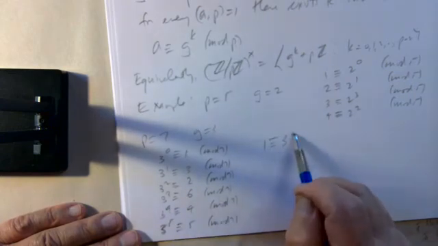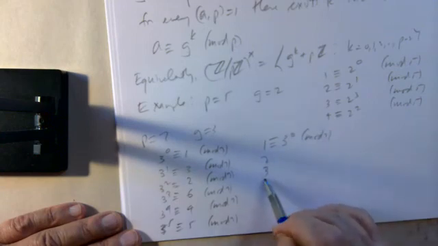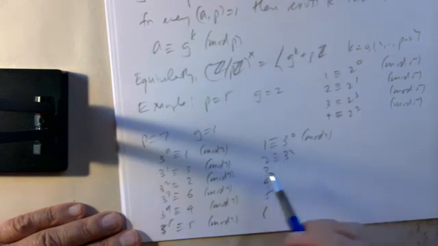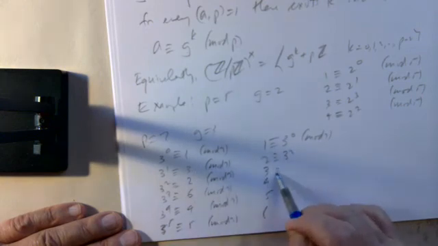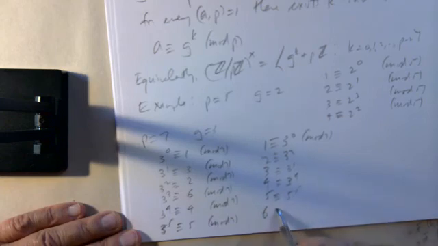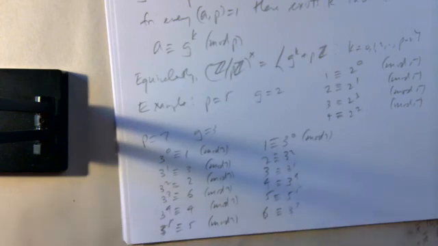Or if you want to write this, just rearrange this. 1 is congruent to 3 to the 0 mod 7. See, 2, 3, 4, 5, and 6. 2 is congruent to 3 squared. 3 is congruent to 3 to the first. 4 is congruent to 3 to the fourth. 5 is congruent to 3 to the fifth. 6 is congruent to 3 cubed. So every non-zero congruence class mod 7 is a power of 3.